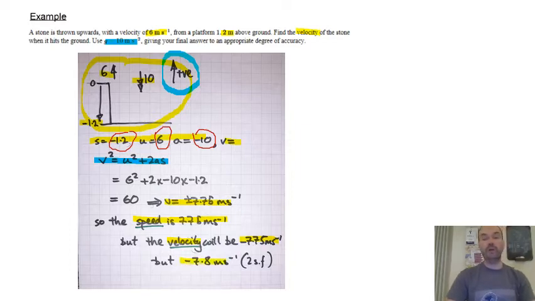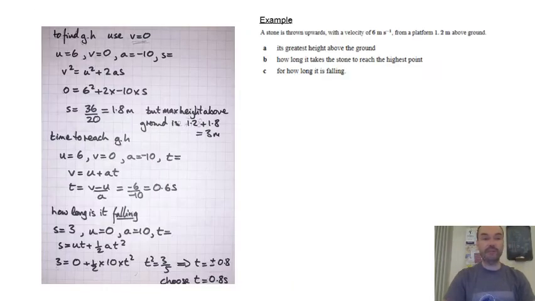This is a two-part question. The next example in the book wants us to find these things if we start with the same velocity from a platform 1.2 meters above the ground: the greatest height the stone reaches, how long it takes to get to that point, and for how long it's falling. So we'll do the first one first.